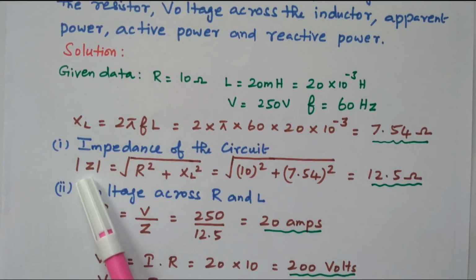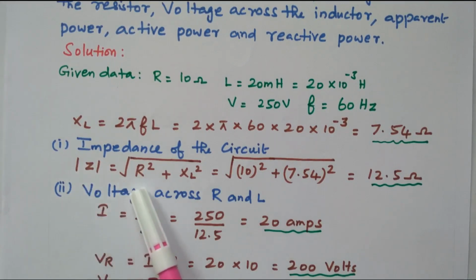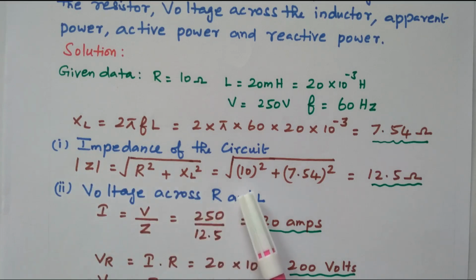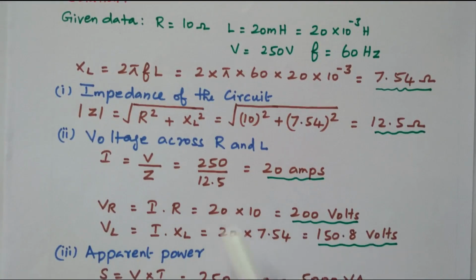Impedance, the magnitude of Z, equals the square root of R square plus XL square. The formula is there. So R square is 10 square, XL is 7.54 square. By simplifying this we got 12.5 ohm. The impedance of the circuit is 12.5 ohm. Then we will find the voltage across resistor and inductor.